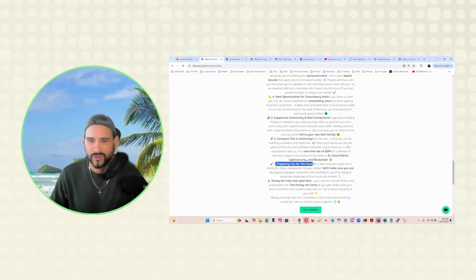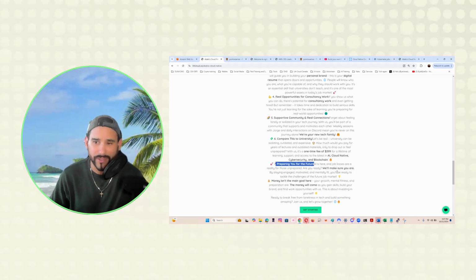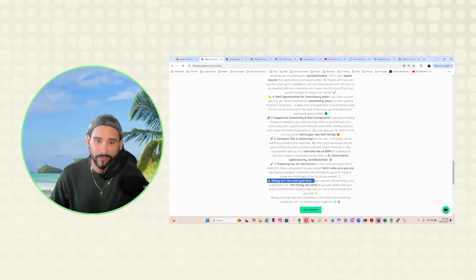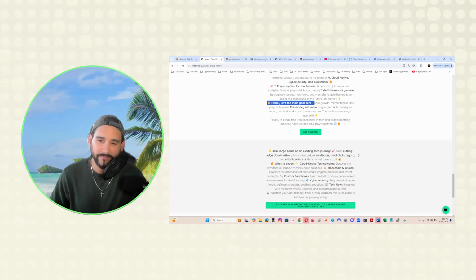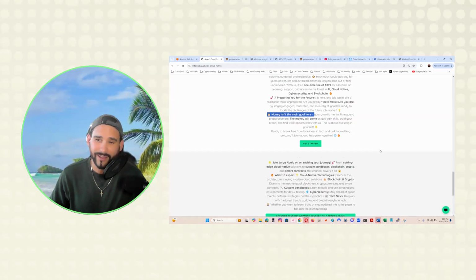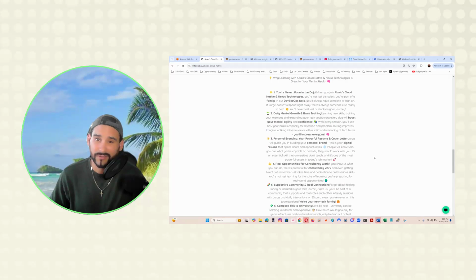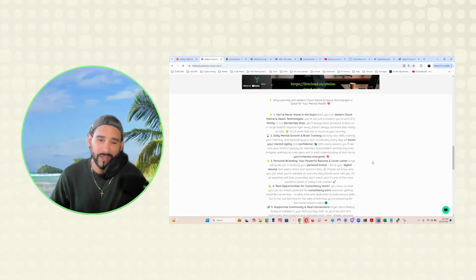Prepare for the future, of course. Who's learning Kubernetes? It's hard. That's why they pay $300,000, right? Money isn't the goal. It's about freedom, building skills, and finding yourself. So mental health, family, consultancy work, daily growth, never alone. What else do you want? The only thing you're missing is to sign up and say, yes, I want to work with Jorge. I want to work with his community.